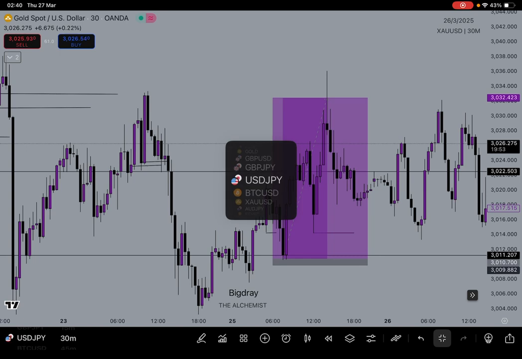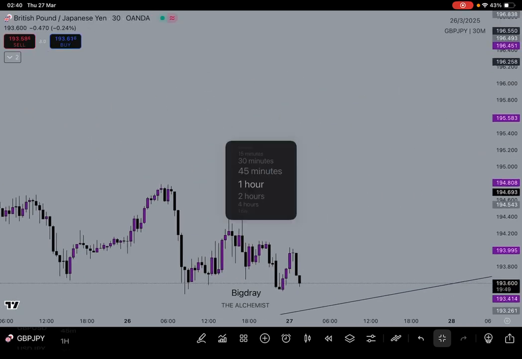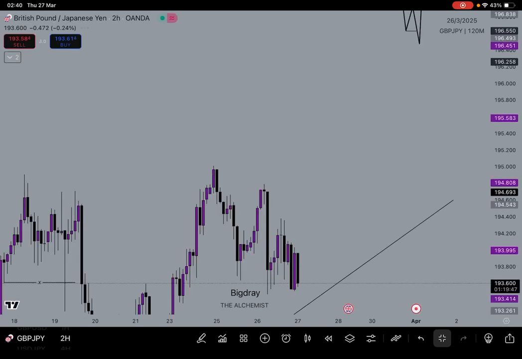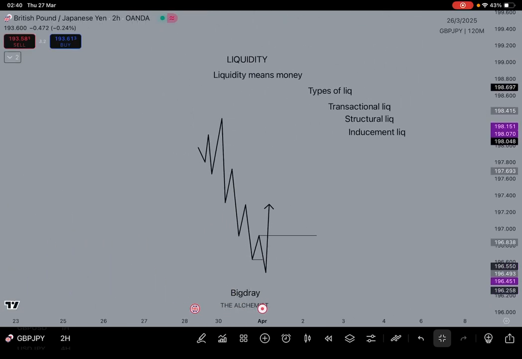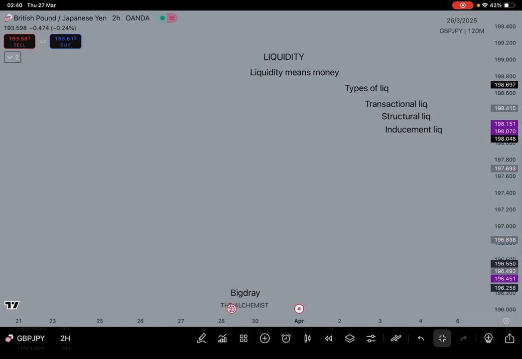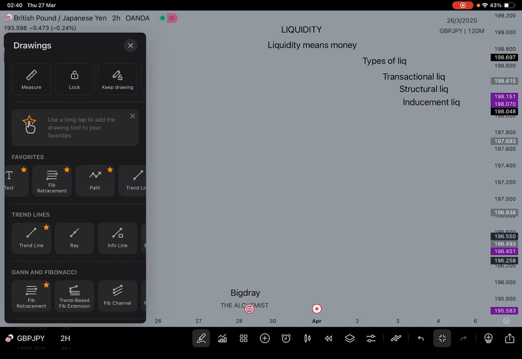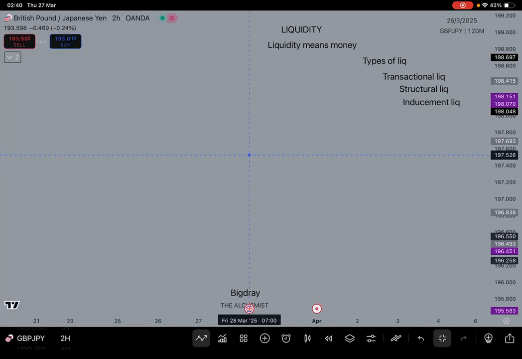Let me go back to where I was. So that is all about transactional liquidity. Then we have structural, which is something like this. Let me show you what a structural liquidity is.